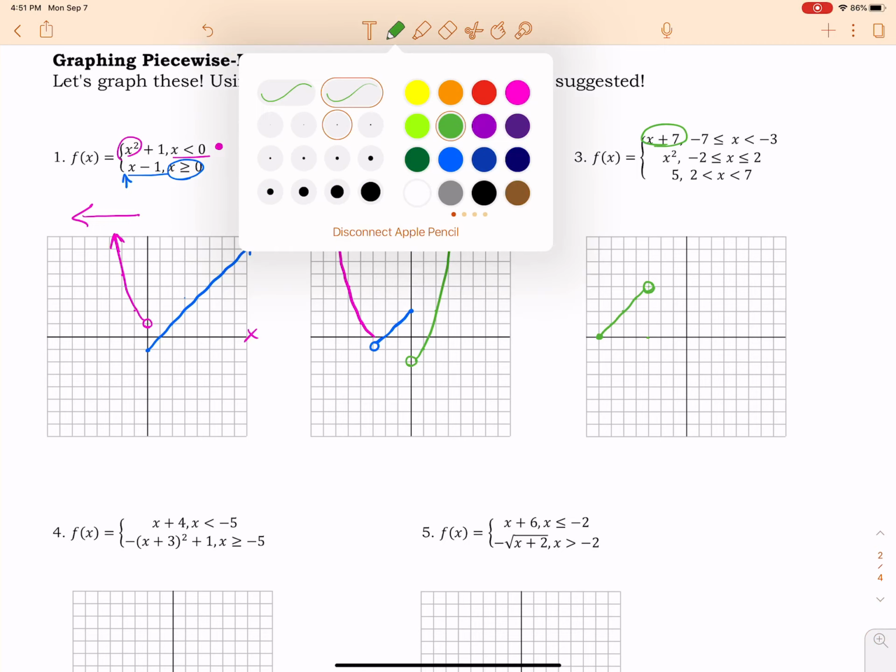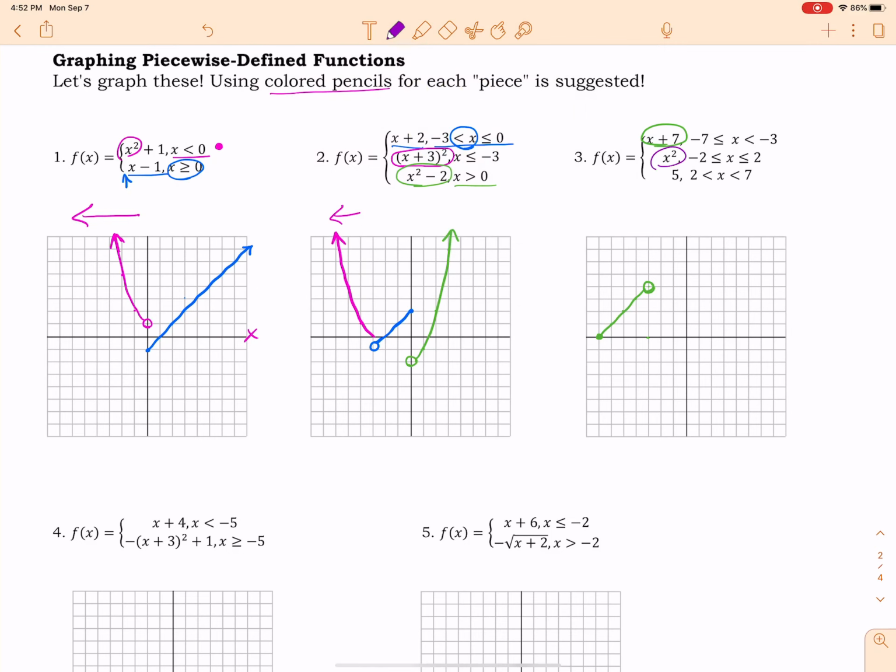All right, next color, let's use this one. And now we've just got the parabola, and it's just restricted to be less than or equal to 2, greater than or equal to -2. So it's going to look just like this. So it's just going to stop, and it's not going to go all the way up like we would normally do, all right? Because it's restricted the domain. Remember, these are all restricted by the domain, so make sure you pay attention to that.